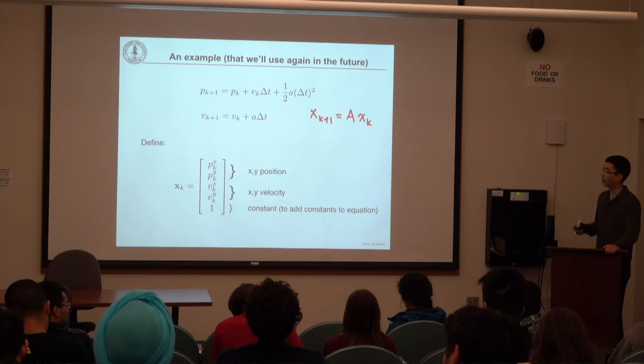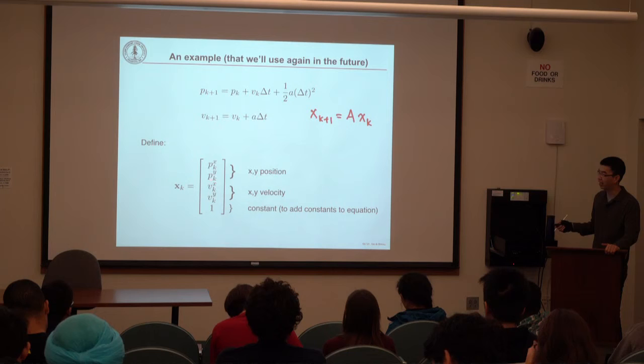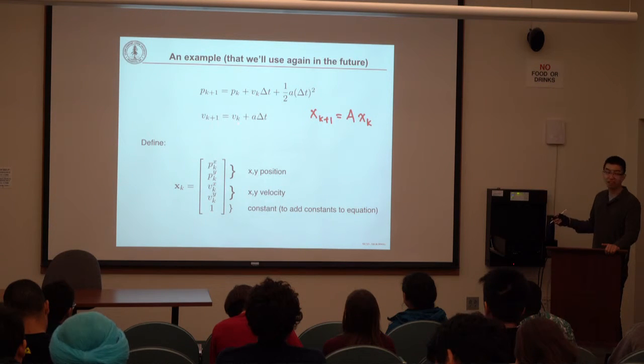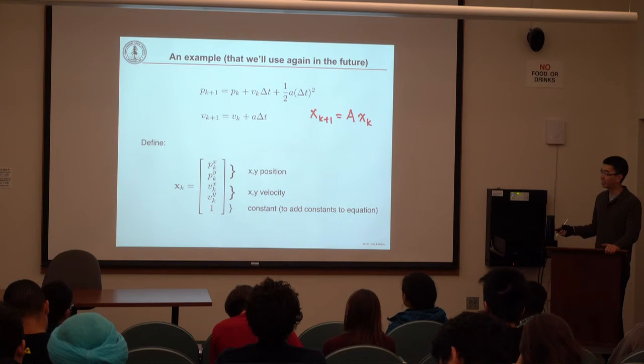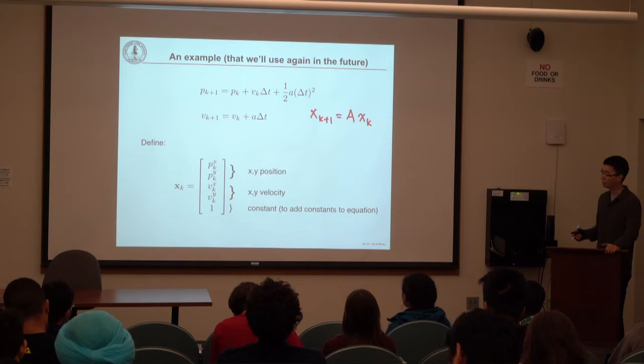And so there are, in these equations, basically 4 variables that are a function of time k. So there's the positions at time k, and so we'll just separate that into x and y position at time k. And then we have x and y velocity at time k. And then we're also going to put a constant here. And why do we have this constant? You'll see it'll be very useful for adding constants to our equation.